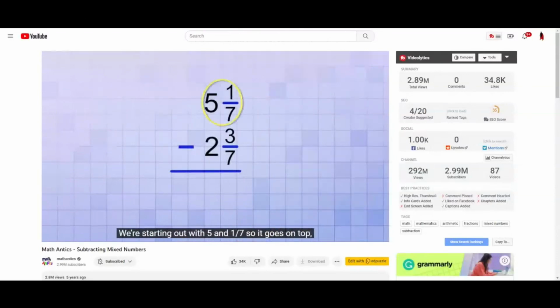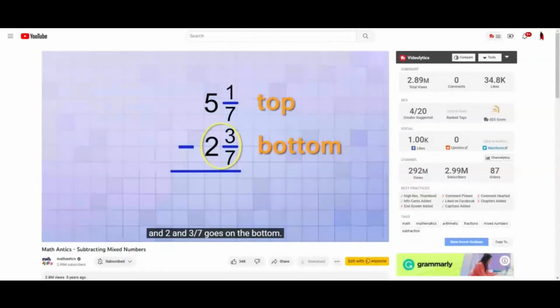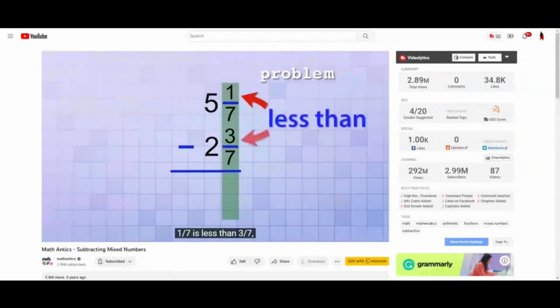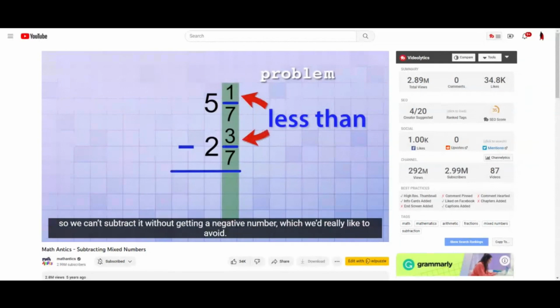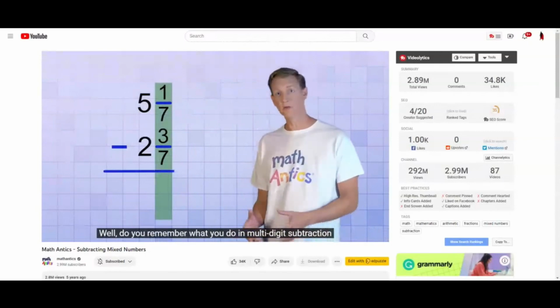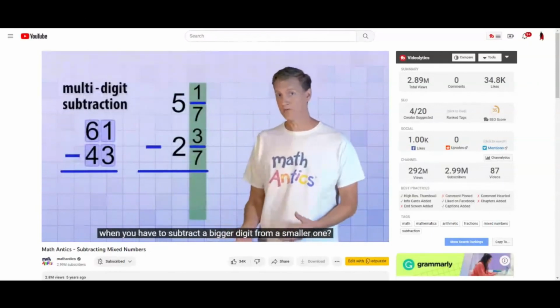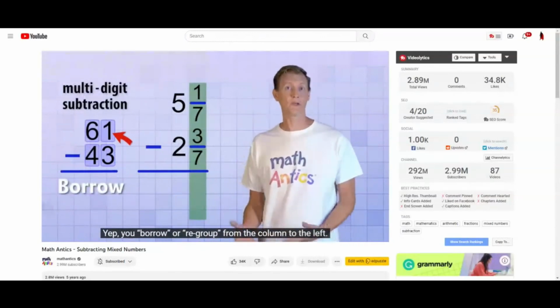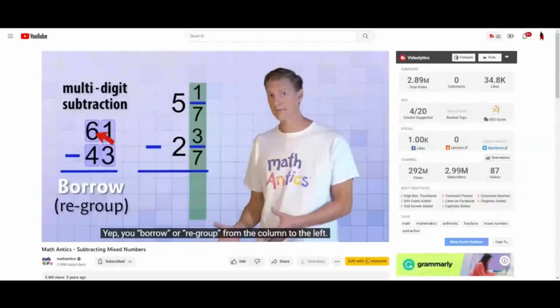We're starting out with 5 1/7, so it goes on top, and 2 3/7 goes on the bottom. But when we try to subtract the fractions column, you'll see that we have a little problem. 1/7 is less than 3/7, so we can't subtract it without getting a negative number, which we'd really like to avoid. So what do we do now? Well, do you remember what you do in multi-digit subtraction when you have to subtract a bigger digit from a smaller one? Yep, you borrow or regroup from the column to the left.